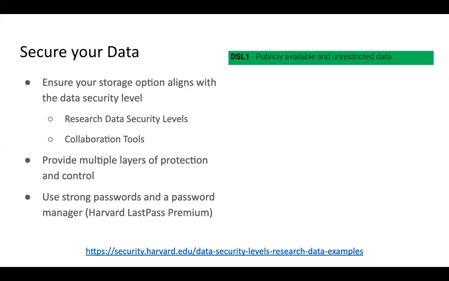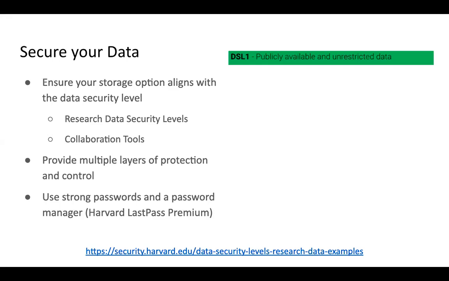And then we want to talk a little bit about securing your data. So Harvard has 5 security levels, ranging from 1 to 5. And these just ensure that you're storing data in the correct location based on the security level. So data security level 1 is any publicly available and unrestricted data. This includes published research data and any data that's available in a public space.